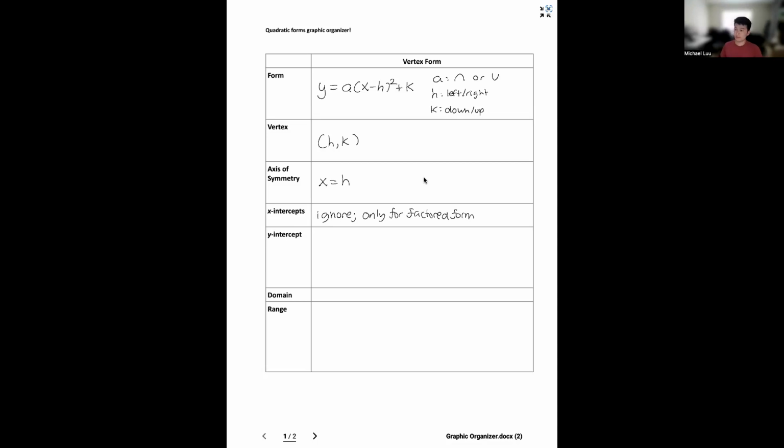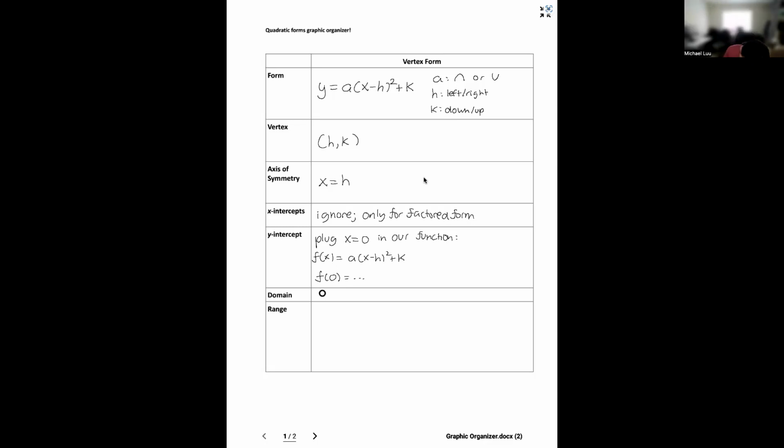For the y-intercept, it's not too hard. All you have to do is plug x equals 0 into our function. So what I mean is, if I have f of x equals a times (x minus h) squared plus k, all I would do is find x is 0 and plug that in for x. I could give an example, but we're going to go over it in the answer key.